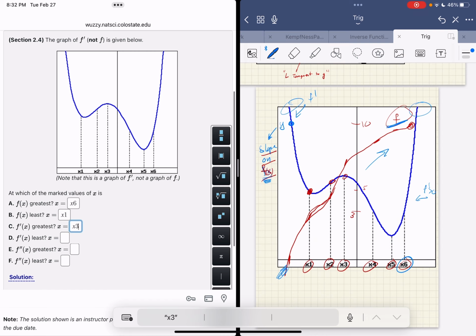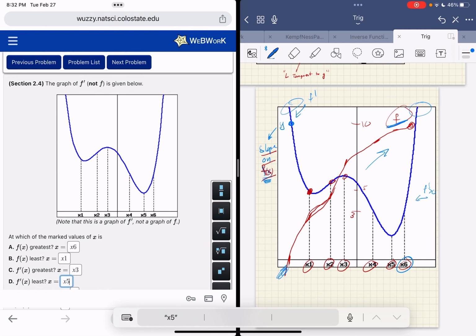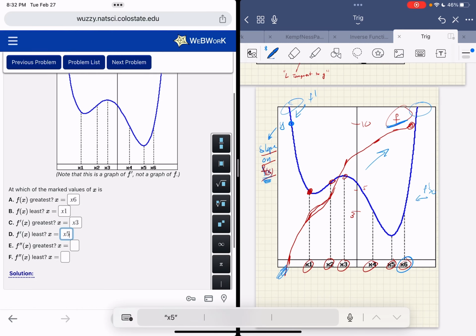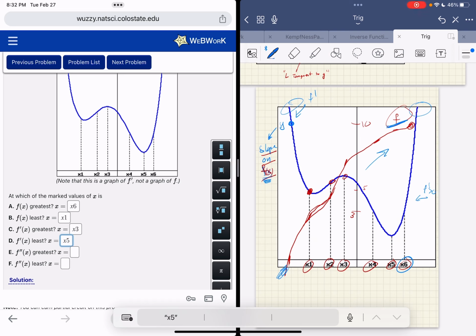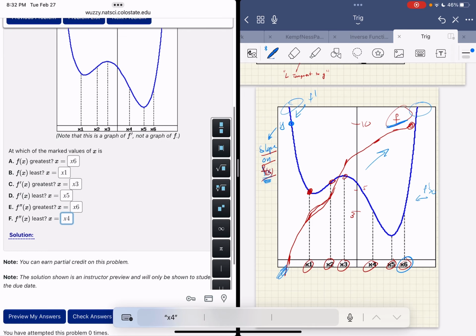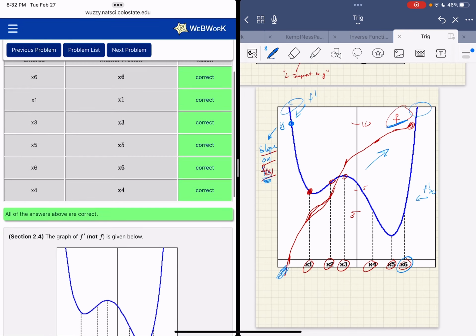All right, where's f prime the least? That's x5 in my case. That's the furthest down, right? Because f prime is what's shown. How about f double prime? Now we're talking about the slope of what is shown. So where is the slope the greatest? Where's the steepest uphill of our options? That looks like x6 to me. And where is the steepest downhill of our options? That looks like x4. All right, there you go.